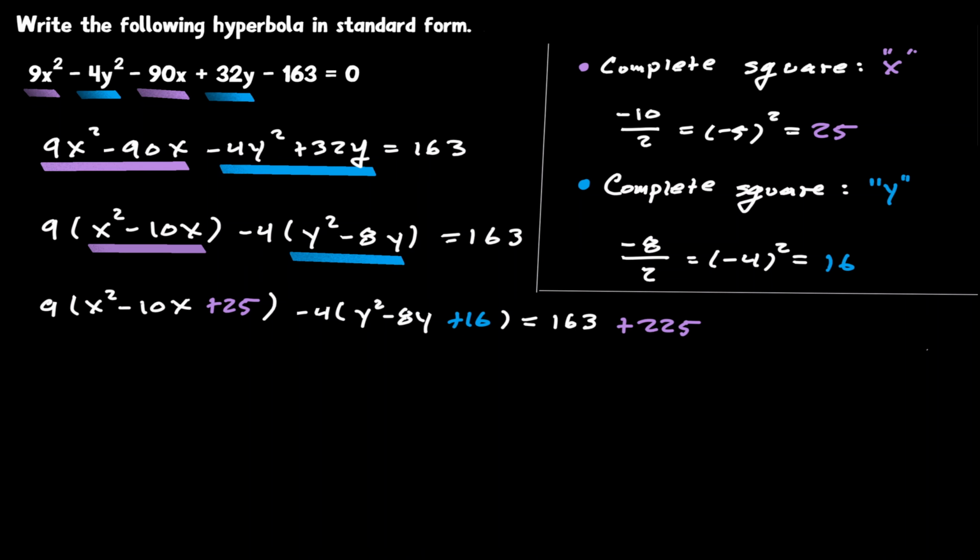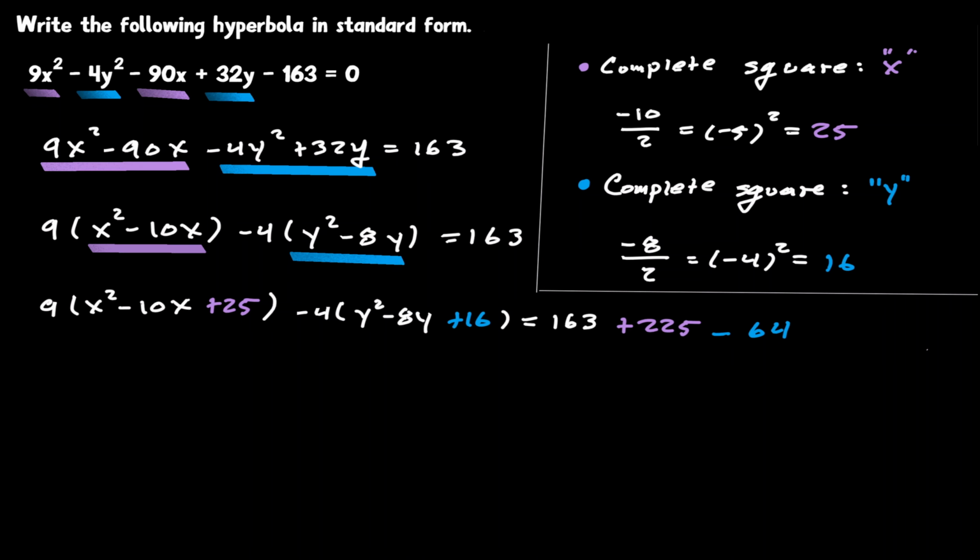And we should be careful with the y's as well, because 16 was added inside the parentheses. There is a -4, which is getting multiplied to obtain the true value. So when it comes to values, we added -64 on the left. So that should be the value that we need to add on the right-hand side to properly balance out the equation.